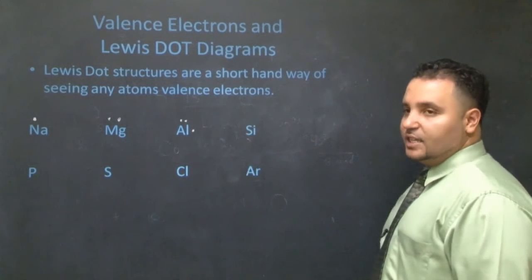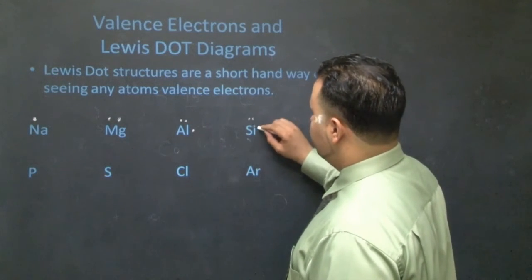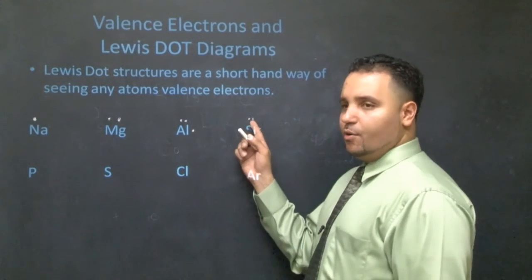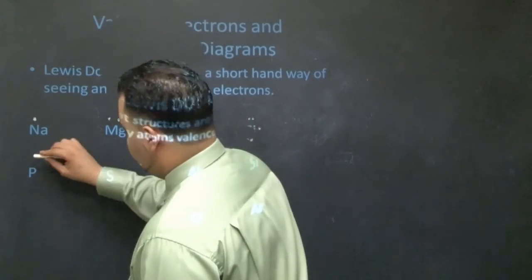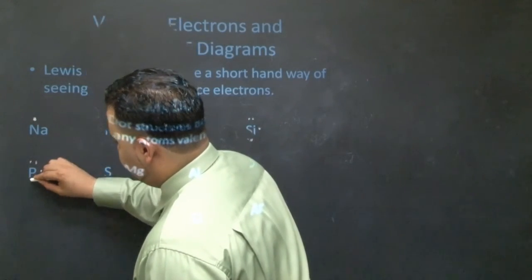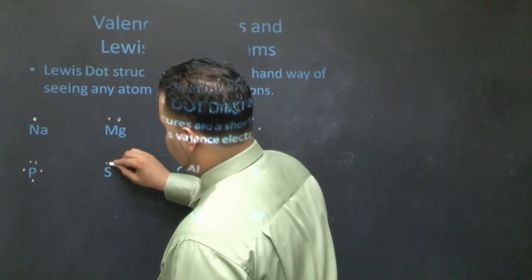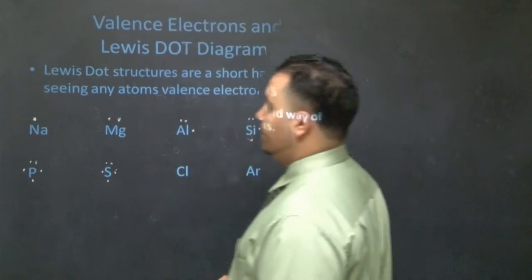Now notice I filled in the first 2 up on the top. I did that on purpose because that's the s orbital, and that needs to be filled. Silicon, see now I'm spreading them out more because they were paired, according to the Pauli exclusion principle and Hund's rule. So then we have phosphorus, we spread them out like that. Sulfur, and then we can start pairing them, okay?